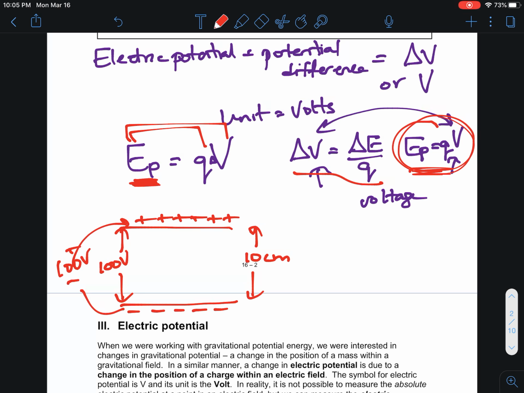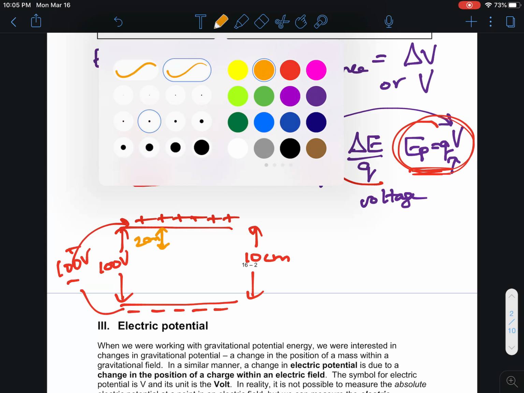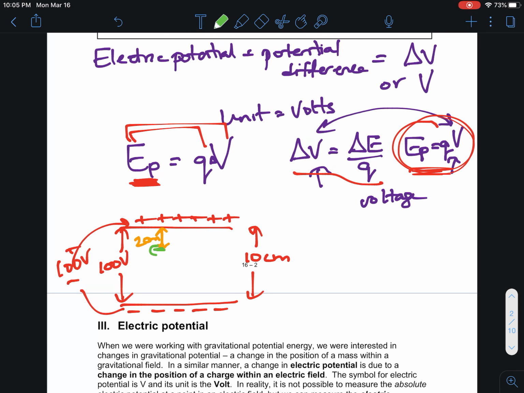And so let's say that we put something here at this position, which is 2 centimeters away from this plate. And let's say that that's an electron. Oh, that looks like 20, but it's a 2. So we've got an electron at this position, and we have a proton at the same position, which is 2 centimeters away from the top plate.